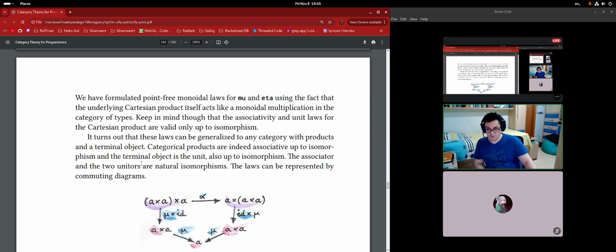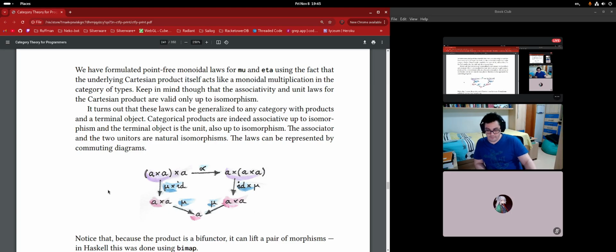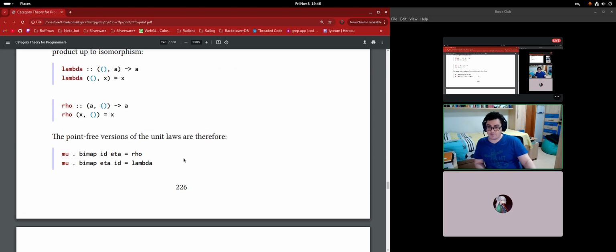The associator and the two unitors are natural isomorphisms. The laws can be represented by commuting diagrams. So let's read this very carefully. This is a product, right? This is a product twice, so we have two pairs. We have a pair of A and a pair of A and A. And then we bimap that thing with this thing. And we're going to get to this. And then we map this, and we're going to get this. And the same can apply by reversing the mu and the ID. And alpha is this alpha up here.